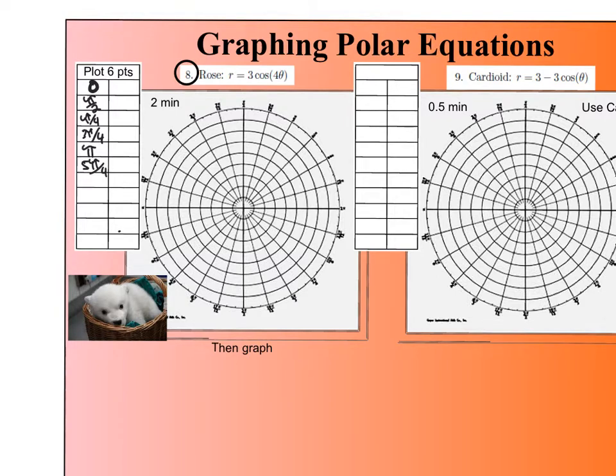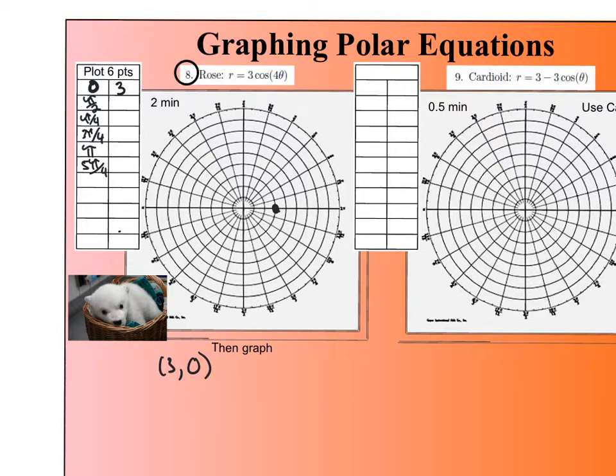I'm just picking points that I think are easy, especially because I see that 4 theta, so the 4s are going to cancel. So I'm cheating a little bit. Let's start putting some of these in. 4 times 0 is 0. Cosine of 0 is 1. So I get 3 times 1, which is 3. Now, this is actually backward. The theta is first and the r is second. It really should be 3 comma 0, meaning 0 radians. So you extend out 3, and you don't swing it because the radian is 0.